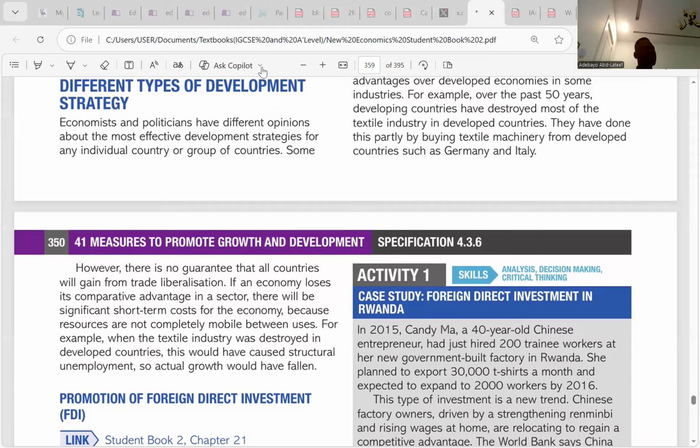So there's always going to be an opportunity cost anyway. I think trade liberalization is clear. So one of the ways in which economic growth and development can improve is through free market strategies, which is trade liberalization. I think it's clear.